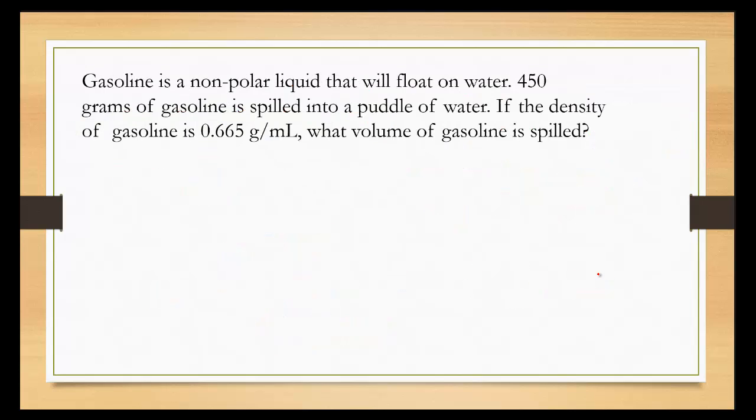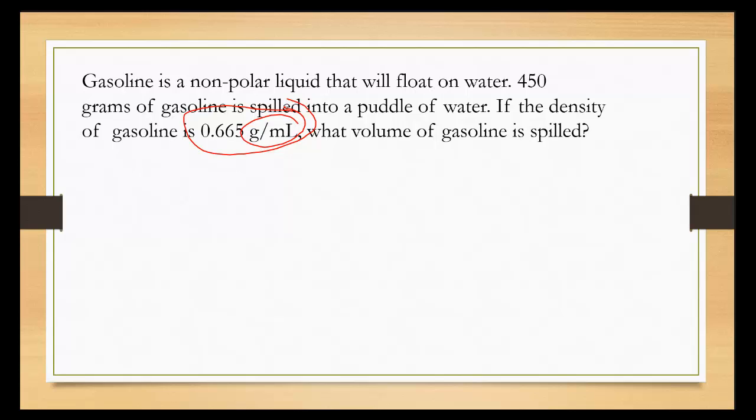Gasoline is a nonpolar liquid that will float on water. 450 grams of gasoline is spilled into a puddle of water. If the density is 0.665 grams per milliliter, what's the volume of the gasoline that's spilled? Once again, because it's given me the density in the question, I could actually use that as a conversion factor. Just for those who want to use the equation instead, I'm going to show you how to do that this time.